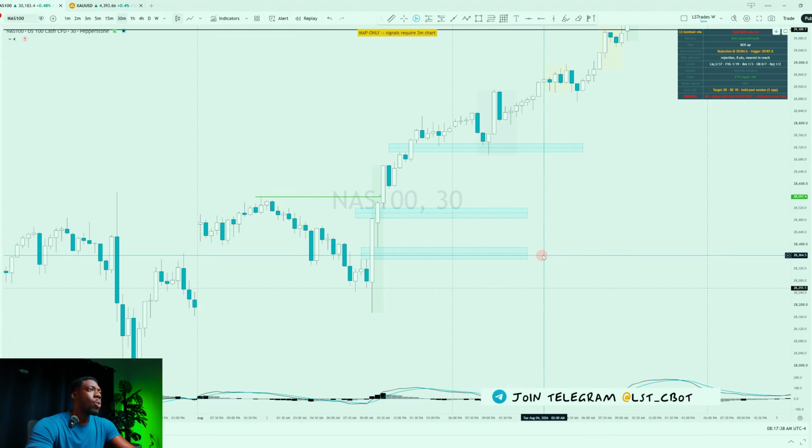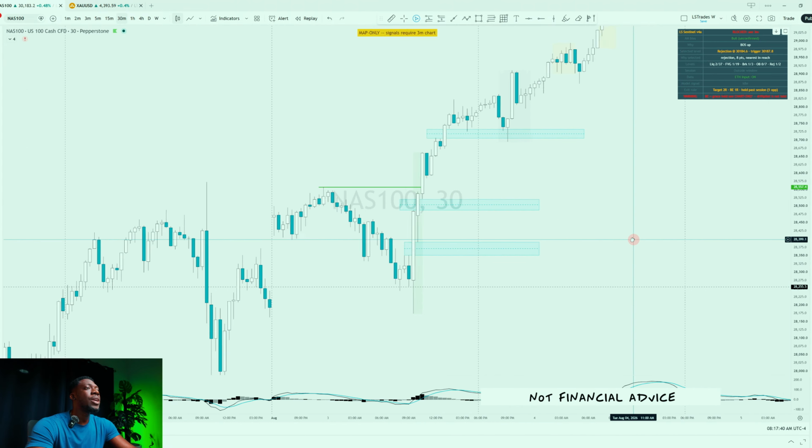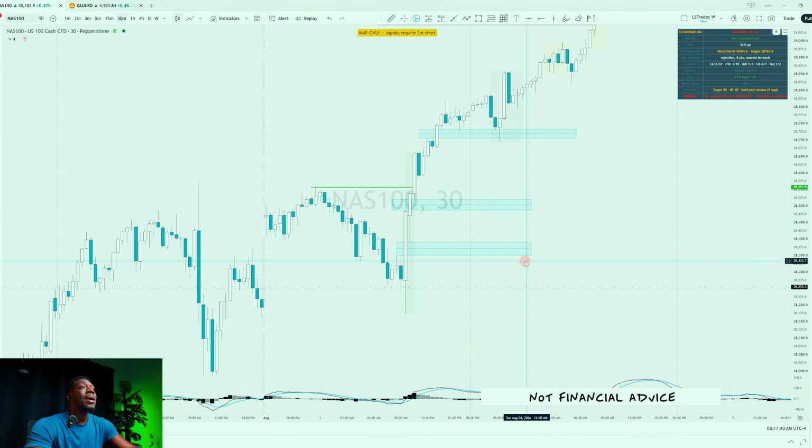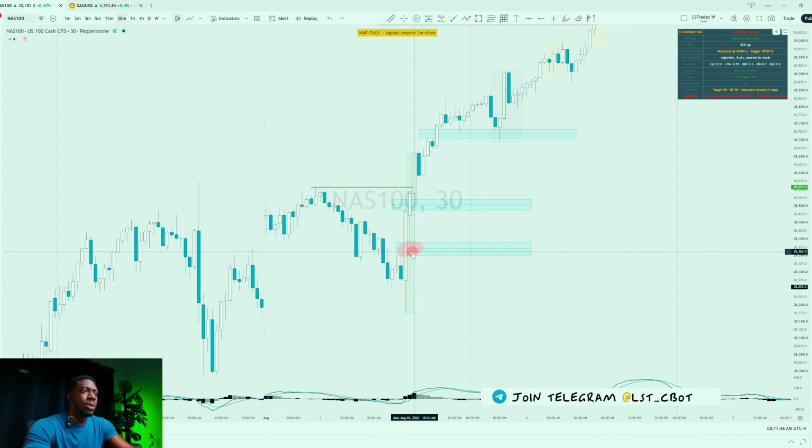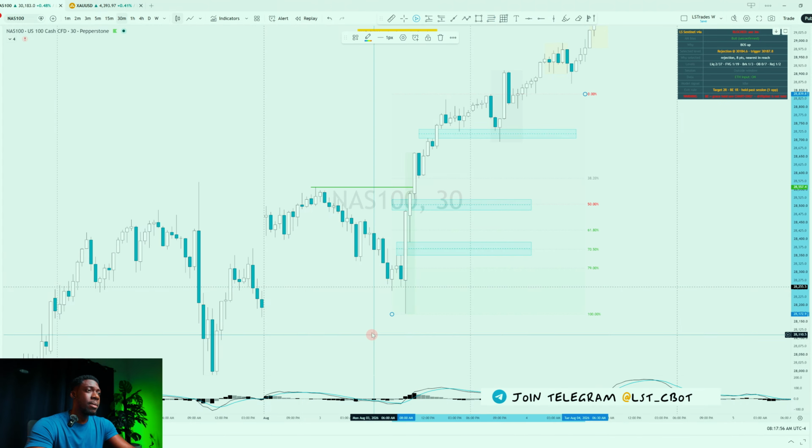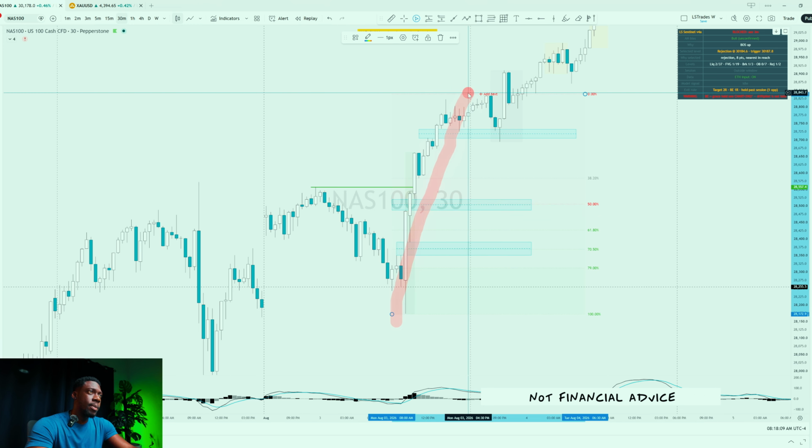Now the question is, which of the gaps are you interested in? Ideally, the gap I am interested in is the gap down here. Why? Because that is the first gap that was created, is one of the most significant gaps. Number 2, the gap needs to sit inside the 50% or below the 50% mark for me to consider it. So if you look in this move up here, we have the 50% up to this particular high.